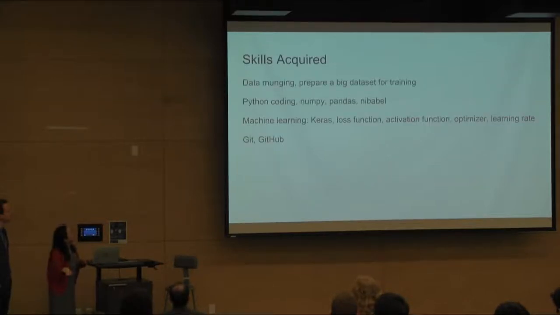Okay, so skills acquired. We did a lot of data munging, prepared a big data set for training, and we both learned a lot of coding in Python, with packages like Numpy, Pandas, and NiBabel to read the CT images. We also learned a lot of different skills for machine learning, like Keras, and practiced those terms that we only heard in lectures before, and now we know how to change them. And we also did a lot of Git and GitHub work.